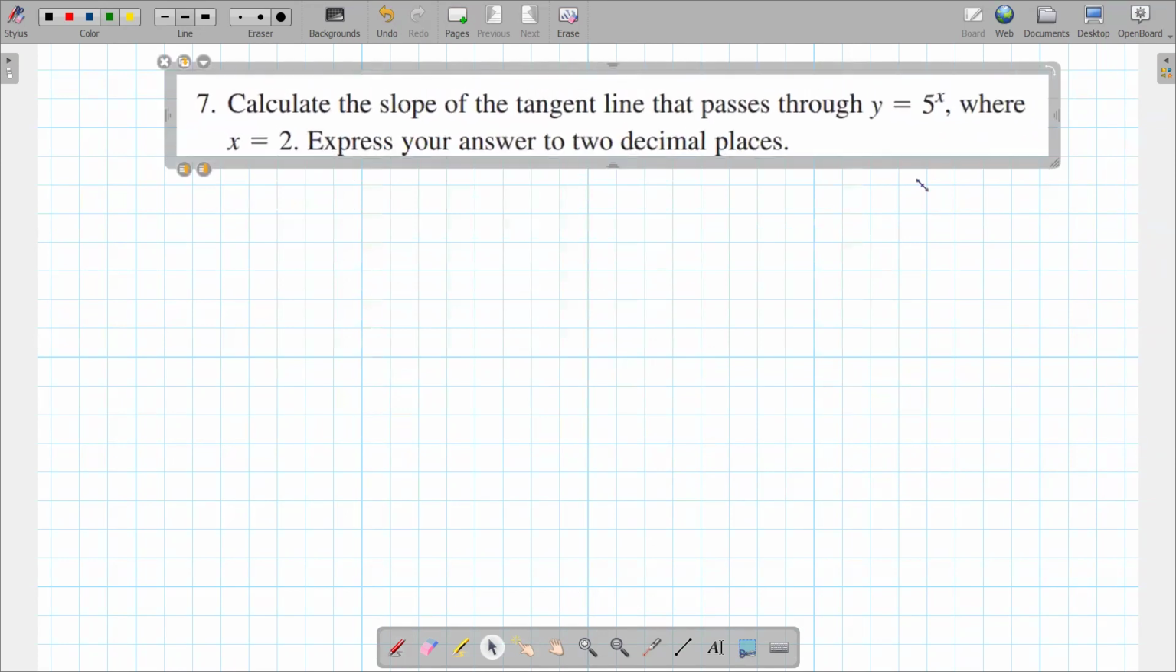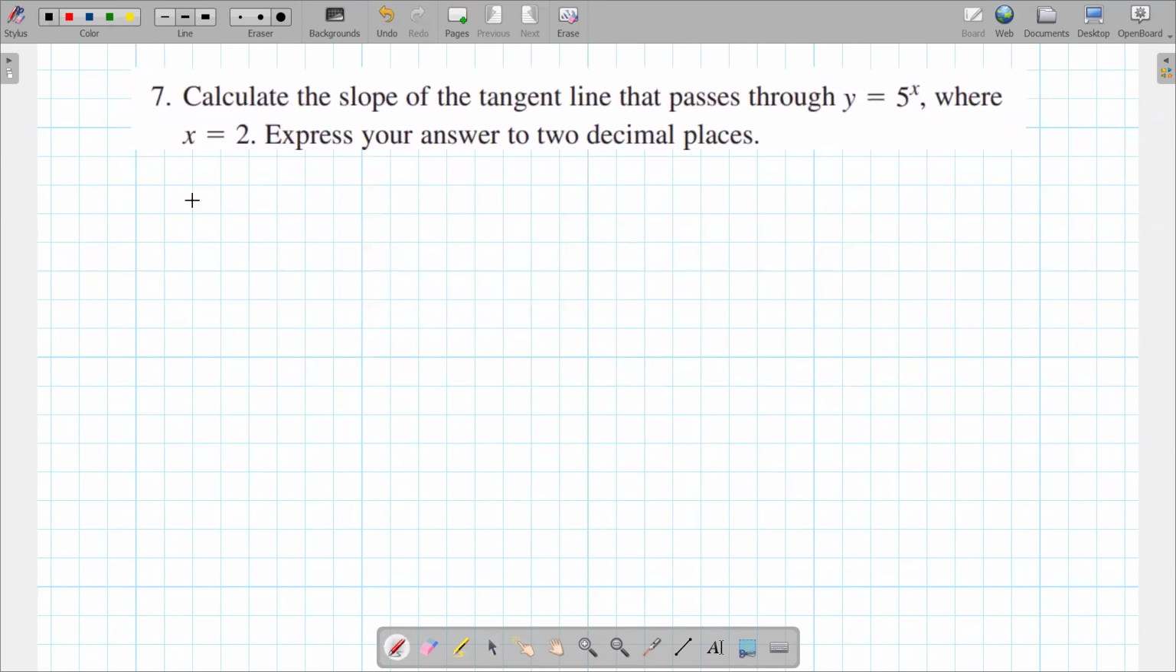Calculate the slope of the tangent line. Not that difficult of a question. 5 to the x, we know what this looks like. Every exponential function, the parent function, goes through a y-intercept of 1. There's going to be a horizontal asymptote. Exponential functions cannot cross that. It's going to look like this.